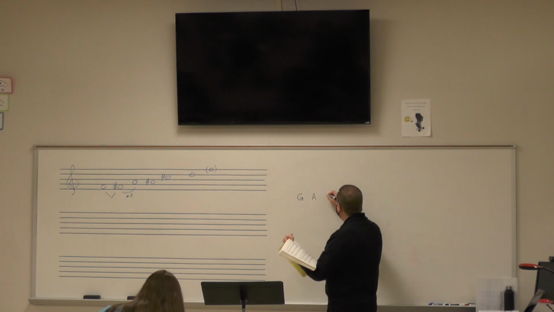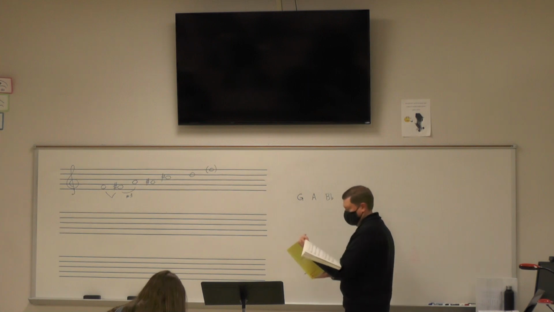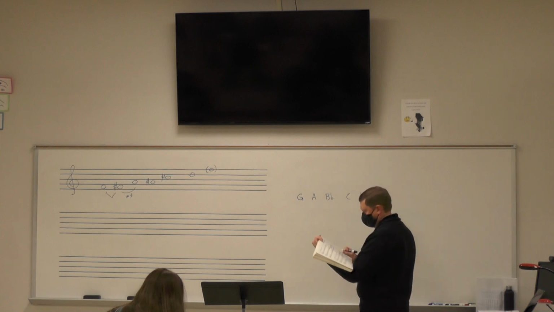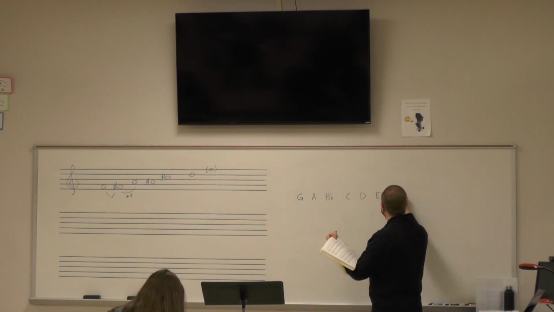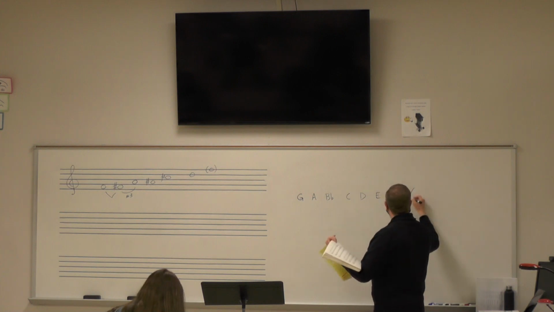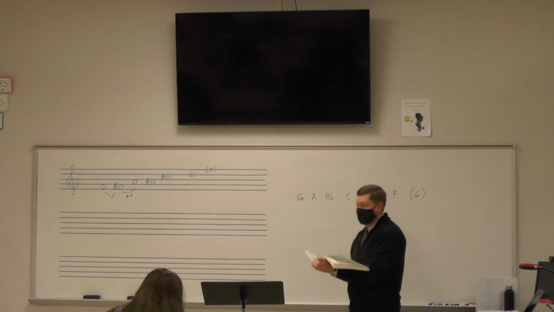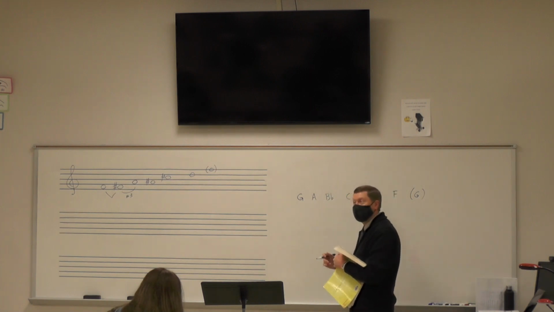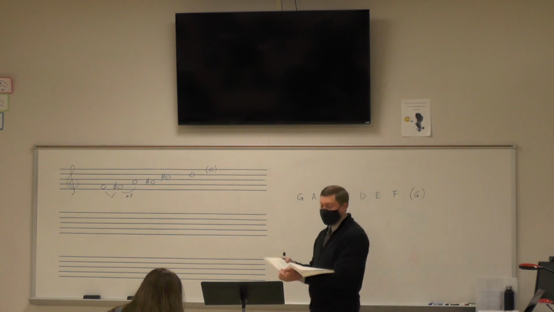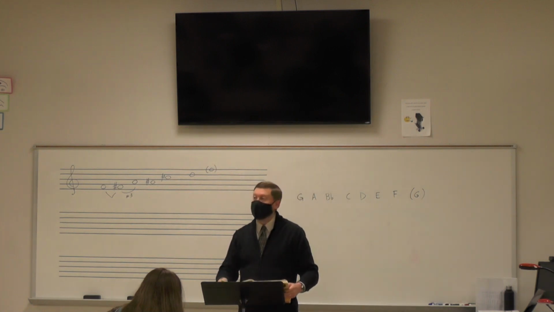B flat due to the key signature. Looks like I've got a C and a D. I see an E. Yep, there's an F as well. I think that's going to be it. Okay. So how many different pitches are in this scale? 4, 5, 6, 7. That means it's got to be either a major scale, a minor scale, or a mode.